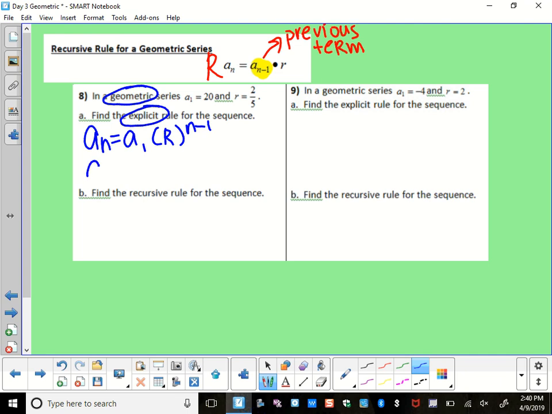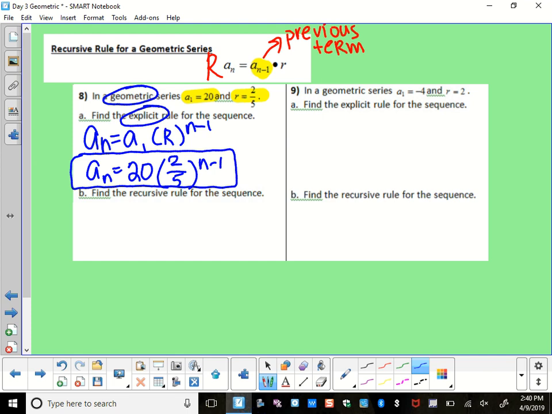Right, we're just filling in what we know. My first term was what? 20, right? And if you look at the question, it says in a geometric series, your first term is 20, your ratio is 2/5. So my ratio is 2/5 to the power of n minus 1. That is my explicit rule.